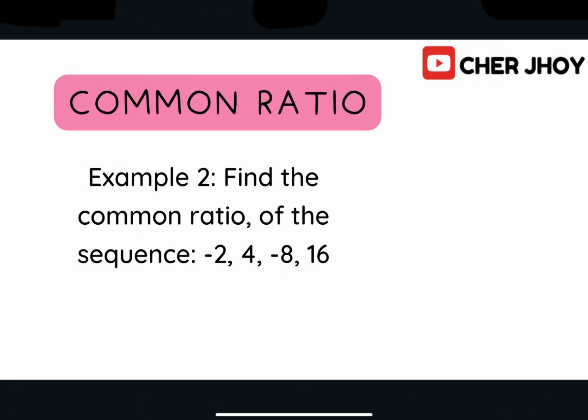Example number 2. Find the common ratio of the sequence -2, 4, -8, and 16. Again, to get the common ratio of a sequence, you need to divide the second term by the first term. So we have 4 divided by -2, the answer is -2.